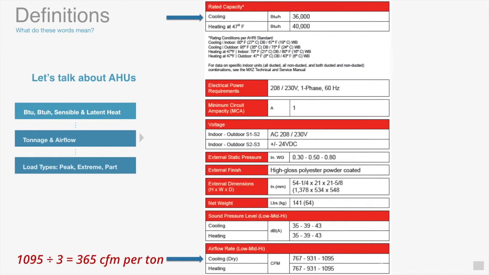You've got the 365 CFM per ton, which is what we'd expect to see. And then, of course, the circles again.